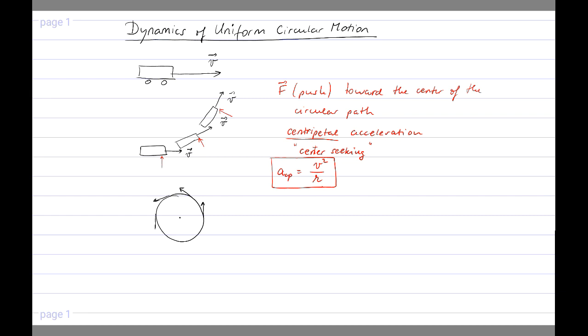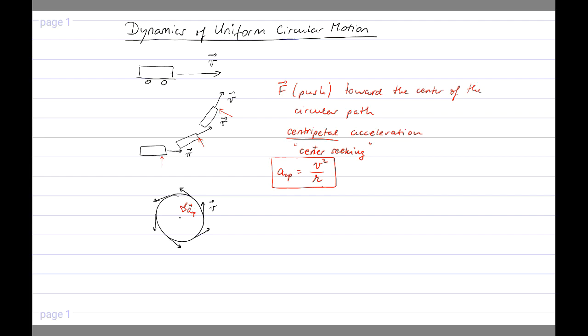So all of these arrows should have the same magnitude, but the direction is constantly changing. So as a result, we get a centripetal acceleration that points towards the center of the circle. And the direction of this centripetal acceleration keeps changing, so we won't look at every single point along the circular path, but we'll pick a few special ones.